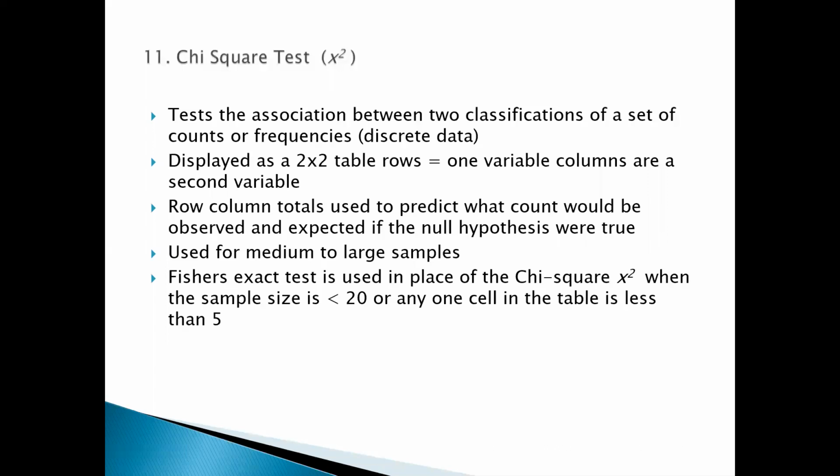That's important. The other test that you would use on discrete data, if you had a sample size that's less than 20 or any one cell in the table is less than 5, is called the Fisher's exact test, okay? So this chi-square test is for medium to large samples. This is something that would be calculated by a statistics program, and you can also do it in Excel.